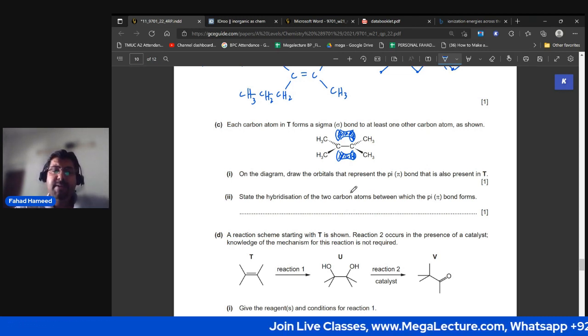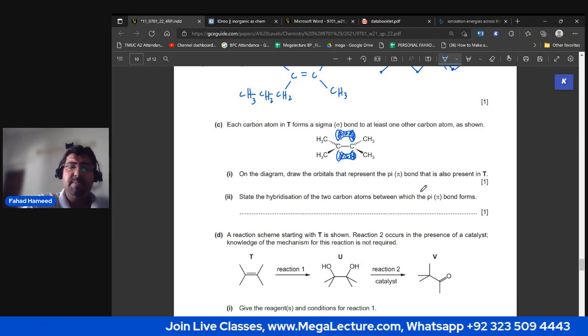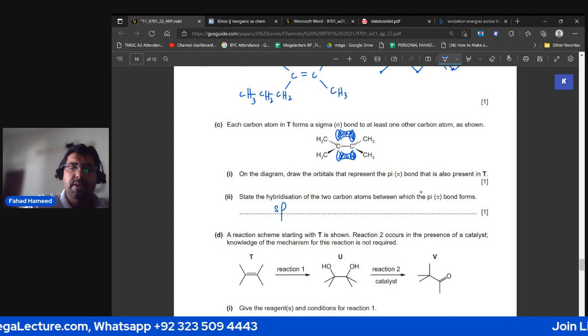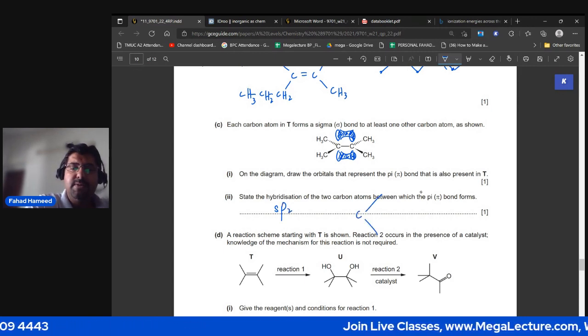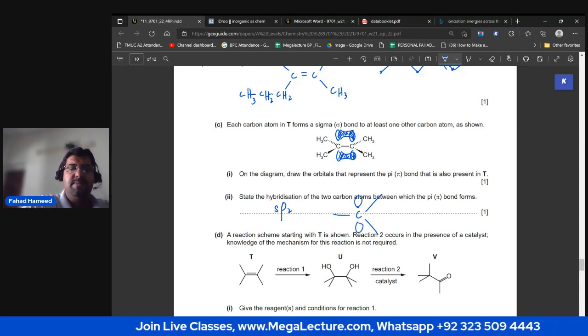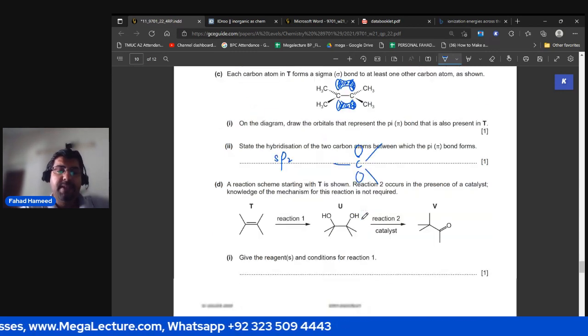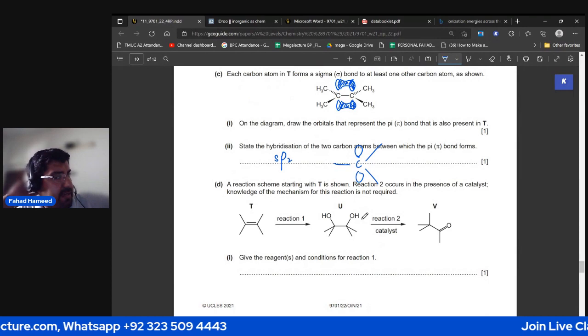And state the hybridization of the two carbon atoms. Whenever you have double bonds, the carbon is sp2. What is sp2? When carbon is just bonded to three atoms, so it's making three normal bonds, and the fourth electron of carbon in its outer shell is unused, and that is involved in pi bonding.